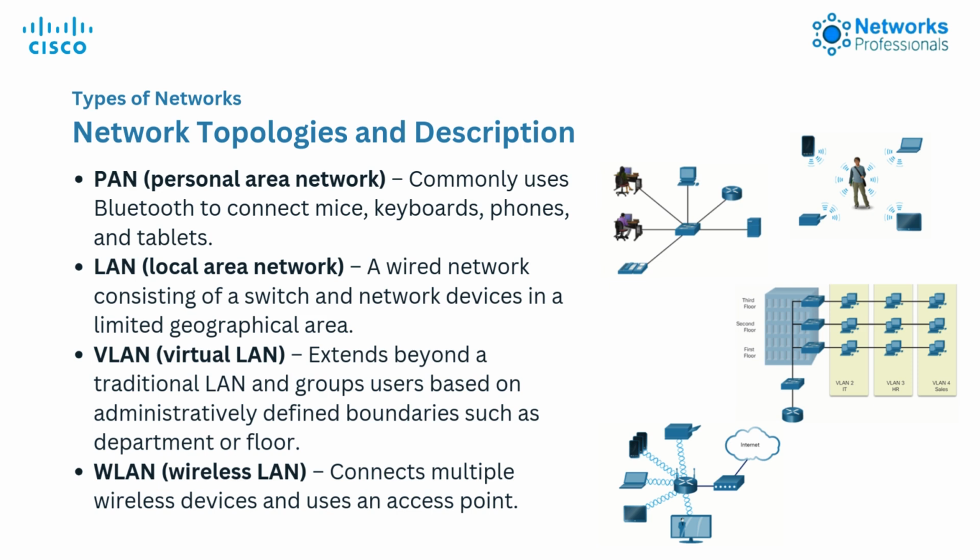WLAN, Wireless LAN. A WLAN uses wireless technology, Wi-Fi, to connect multiple devices to the network through an access point. It provides the same functionality as a LAN but allows for mobility and flexibility, making it ideal for homes, offices, and public areas like cafes or airports. These different types of networks serve various purposes depending on the environment and the needs of the users.